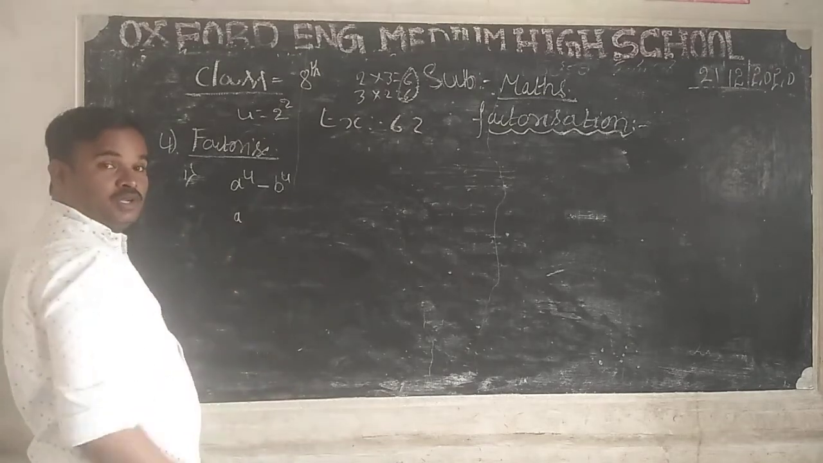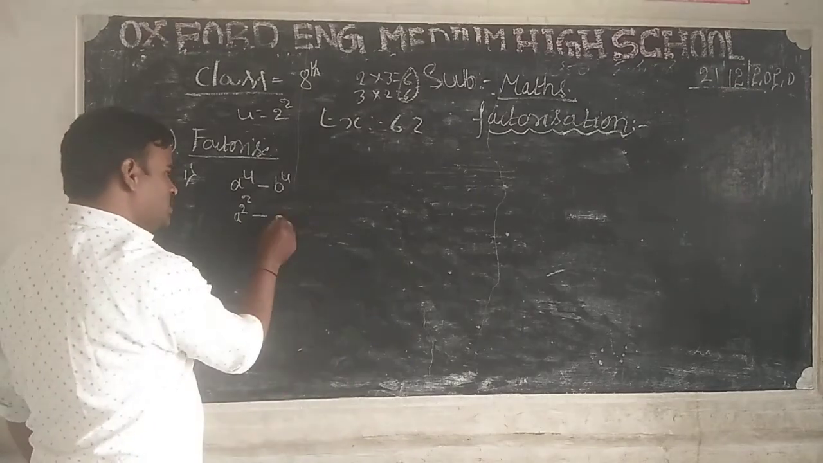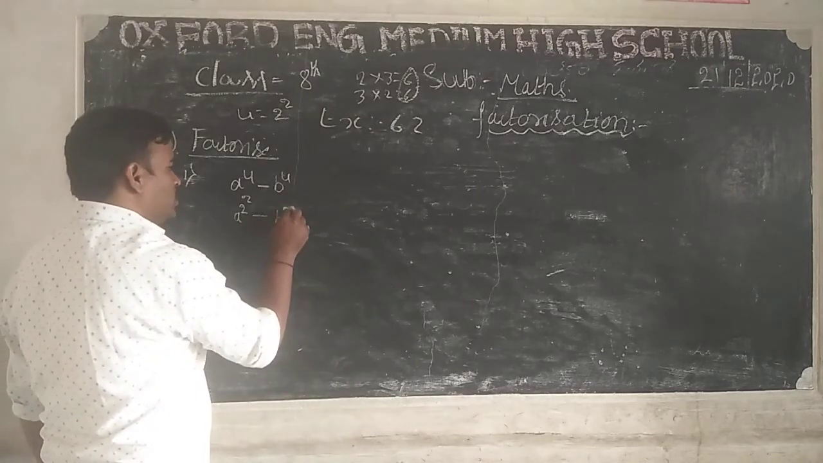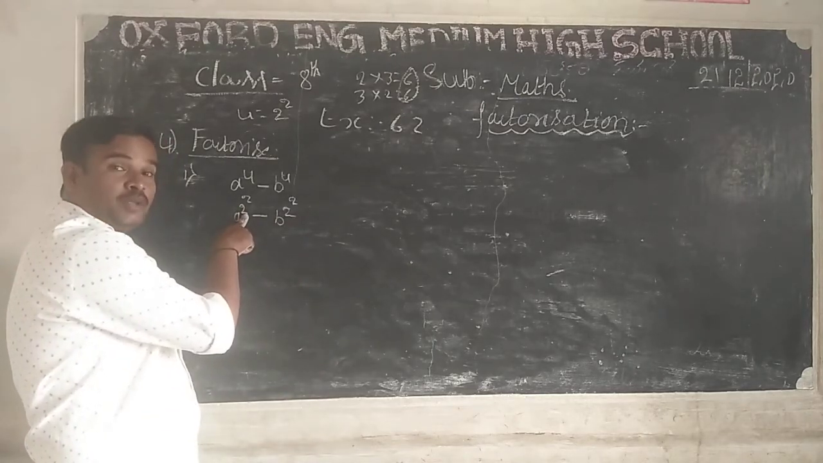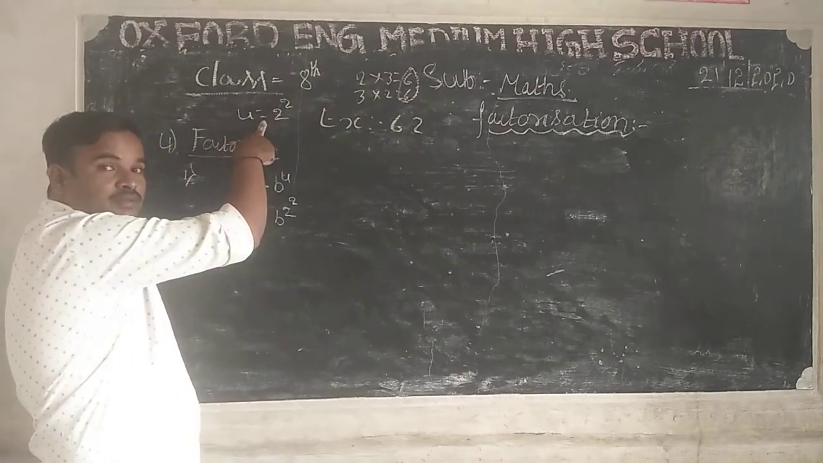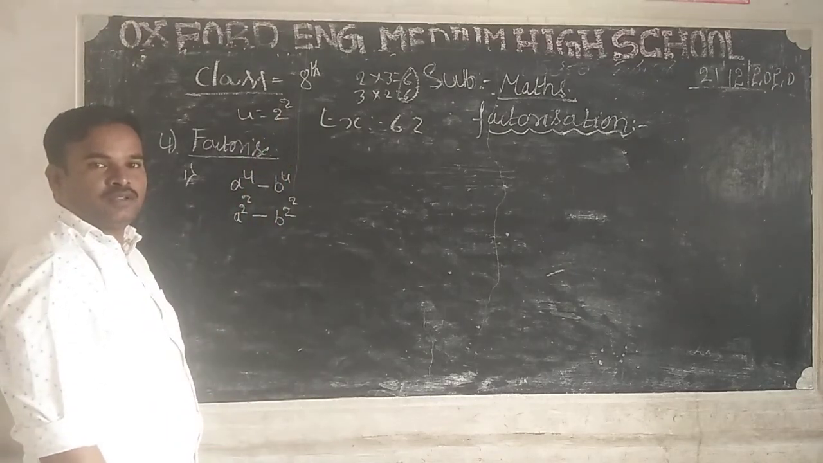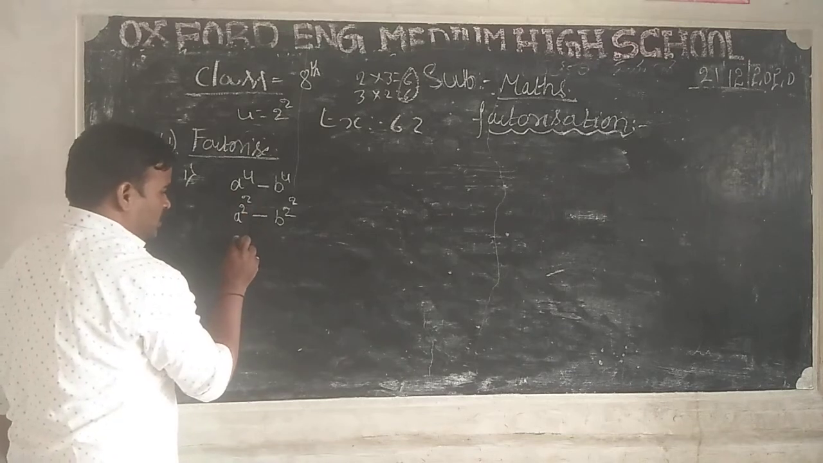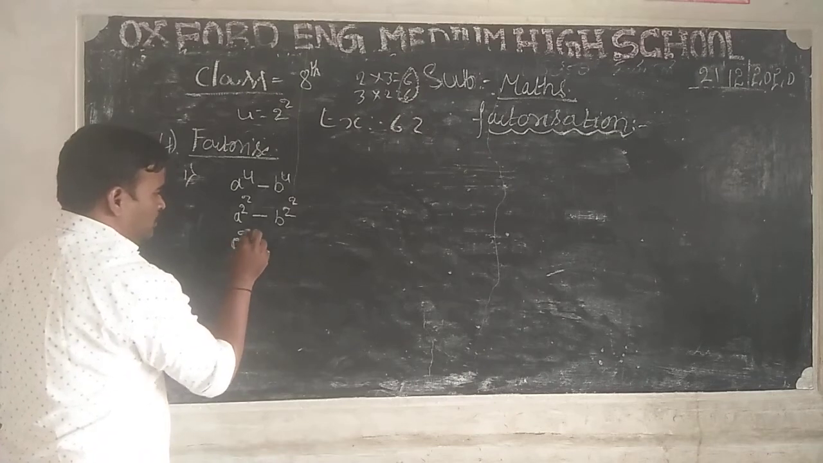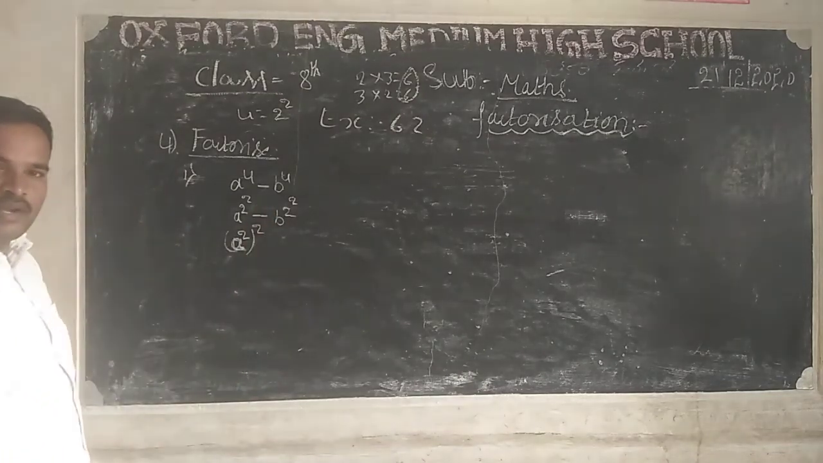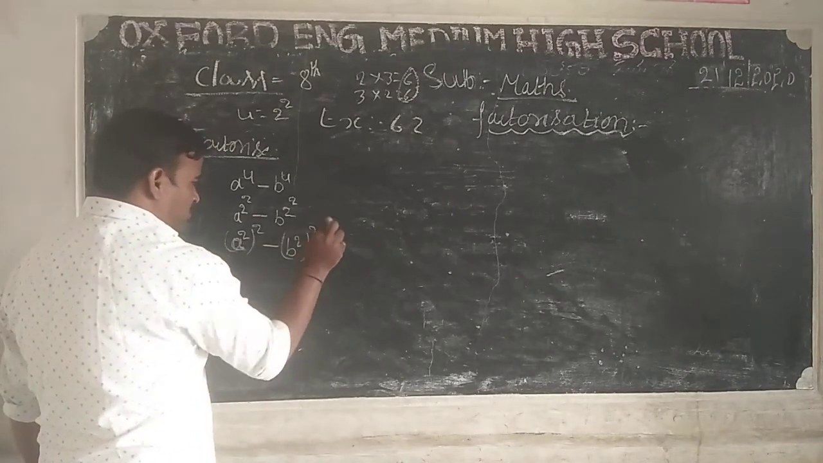Instead of 4, you write 2 to the power of 2, so it is a to the power of 2, whole square, minus b to the power of 2, whole square. Understand how we could write it: the 4 exponent form is 2 to the power of 4. So we can write a square whole square minus b square whole square.